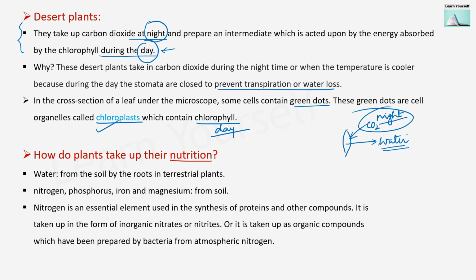Now let us understand how plants take up their nutrition. Water is taken from the soil by the roots in terrestrial plants. What are terrestrial plants? They absorb water from the soil via their roots. Now nitrogen, phosphorus, iron and magnesium: these four are very important nutrients for the plant and they absorb them from the soil.